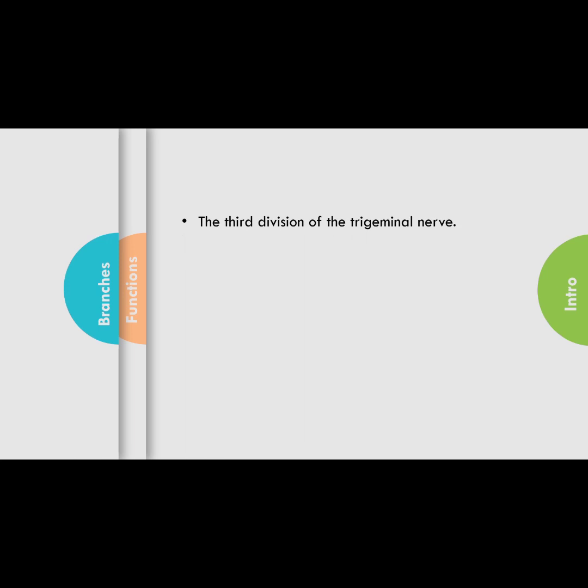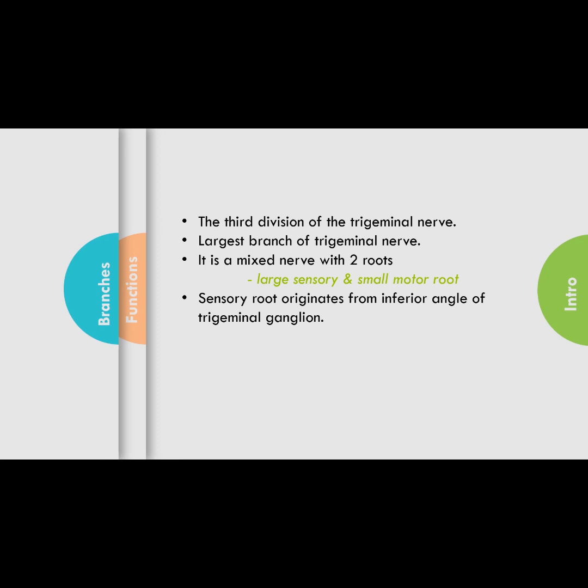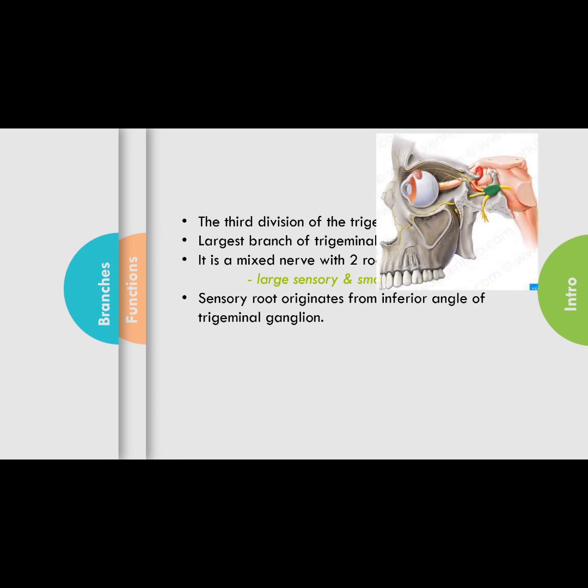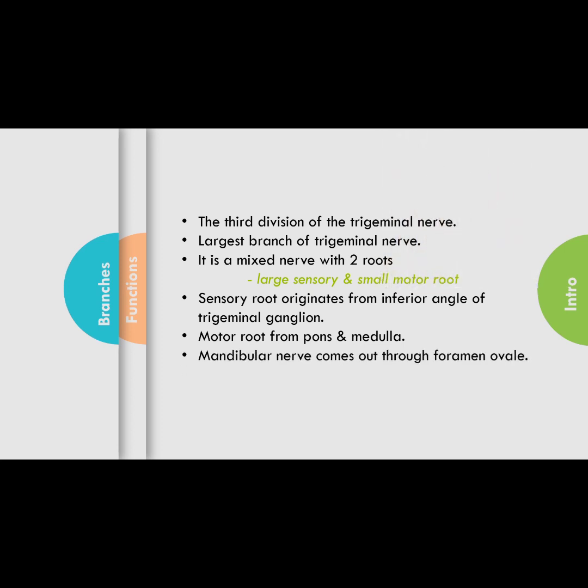The mandibular nerve is the third division of the trigeminal nerve. It is the largest branch of the trigeminal nerve. It has two roots, that is a large sensory and a small motor root. The sensory root originates from the inferior angle of the trigeminal ganglion and the motor root originates from the pons and medulla. The mandibular nerve comes through the foramen ovale.